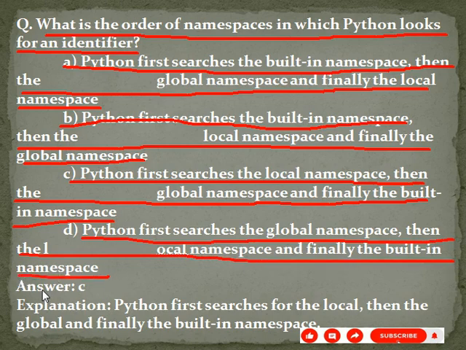Here the correct option is option C. Python first searches the local, then the global, and finally the built-in namespace.